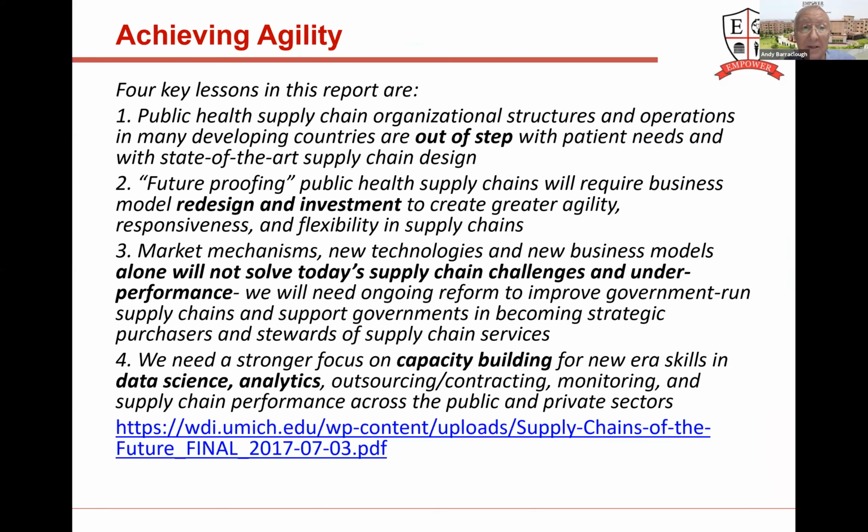So how do I get this? I've got to redesign and invest in this agility and flexibility. Key point here is new technology is going to help us, the computer systems, the other electronic access, but it's not going to solve all the problems. The technology alone will not bring all the solutions. I need to change the way we do procurement. That means changing the systems. And to do that, I've got to have a skilled and trained staff.